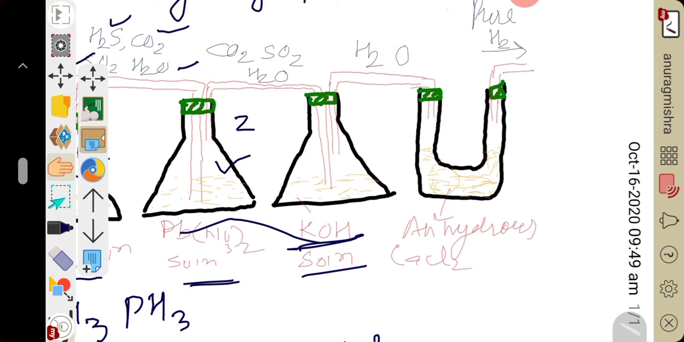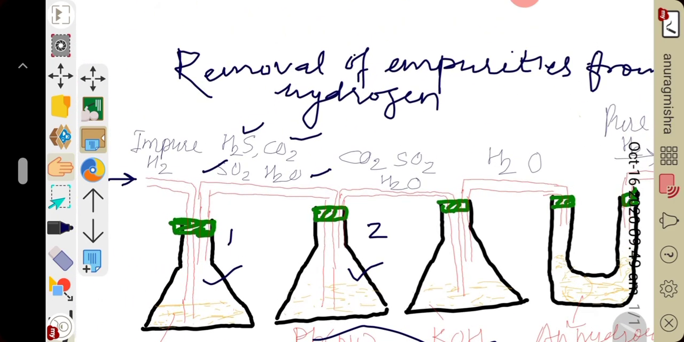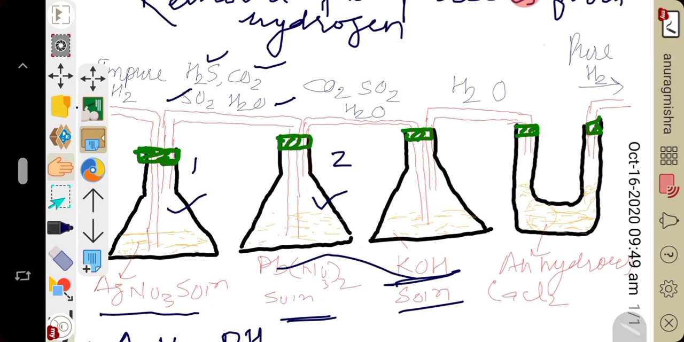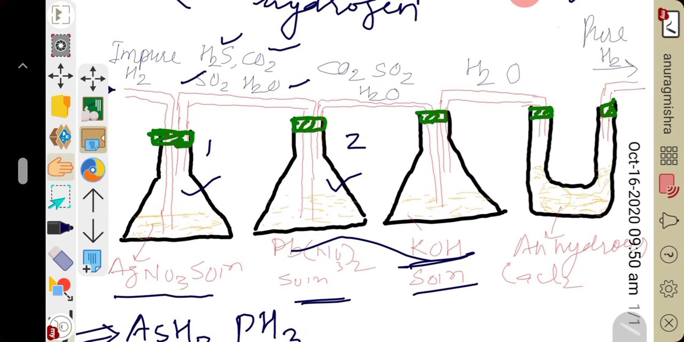prepared hydrogen gas. Again we can revise it. Our topic was removal of impurity from hydrogen. First of all we made an arrangement as I have represented here in the diagram. We have taken conical flasks and a U-tube and arranged them like this. The first conical flask contains solution of silver nitrate, the second contains solution of lead nitrate, the third contains solution of potassium hydroxide, and the last U-tube contains calcium chloride as an anhydrous substance, or you can say a drying agent.